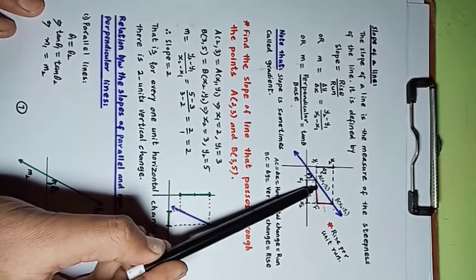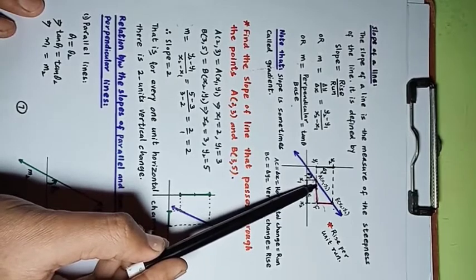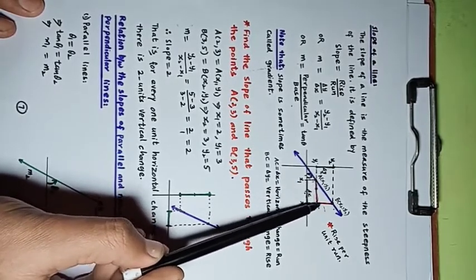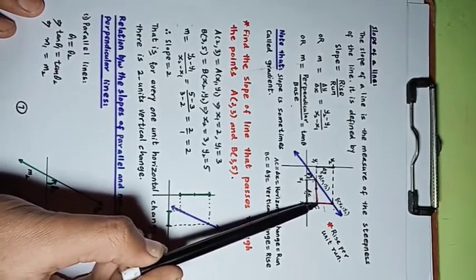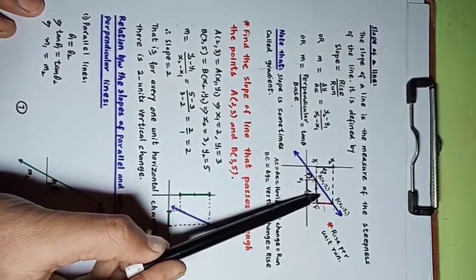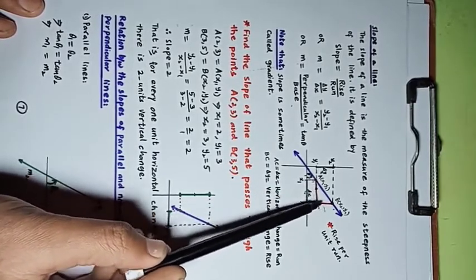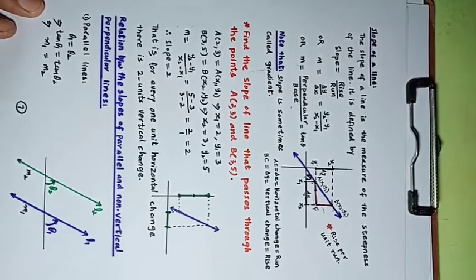So we can say that BC is the perpendicular, AC is the base, and AB is the hypotenuse of this right angled triangle. Now dear students, we have observed that slope is actually rise divided by run. Now we observe rise in this case.